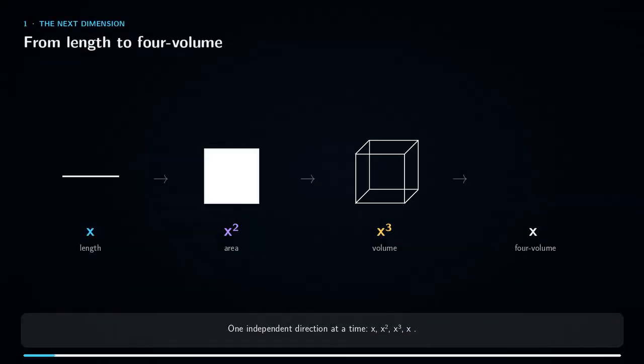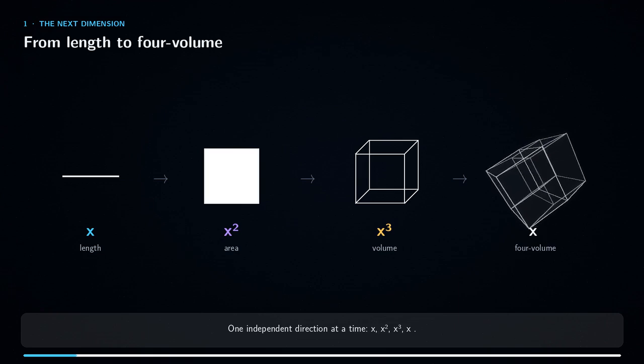A segment measures length. Sweeping it makes a square, whose area is x squared. Sweeping the square makes a cube, whose volume is x cubed. One more independent sweep makes a tesseract. Its four-dimensional volume is x to the fourth, exactly the leading term of a quartic.